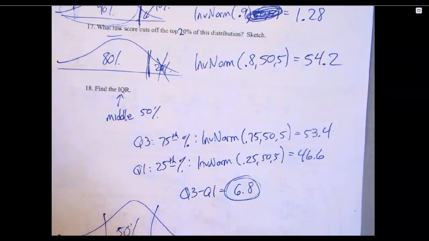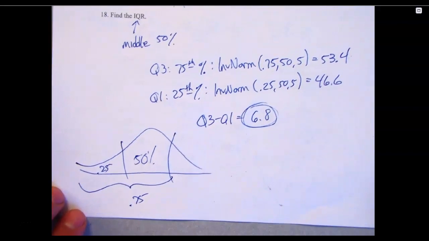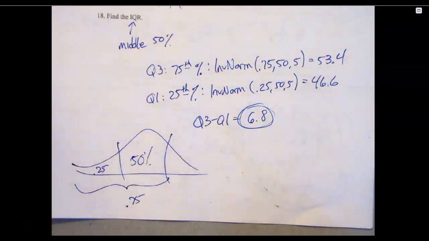here is 0.25, here is 0.75. And those are the two numbers we want. That's why I put 0.25 and 0.75. Questions there?